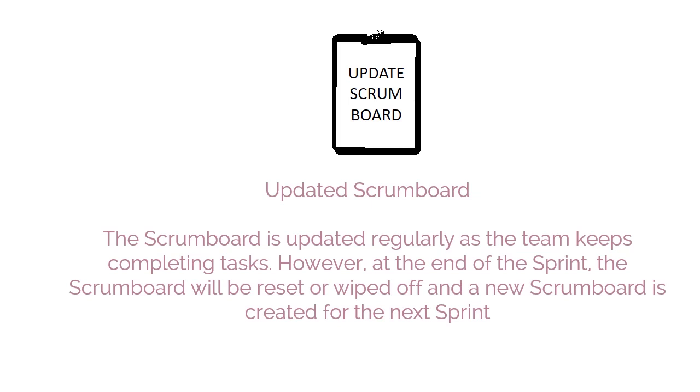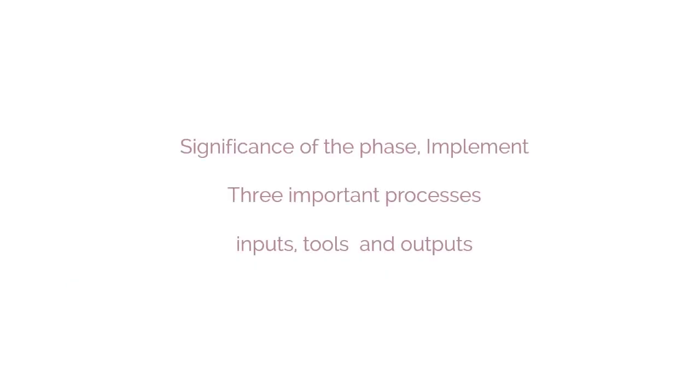So that's it. Let's have a quick wrap-up of what we learned today. We learned the significance of the phase implement and the 3 important processes involved. We've also learned the various inputs and tools being used and outputs generated during the first process called Create Deliverables. We will be discussing the next process, Conduct Daily Stand-Up, in the next video.